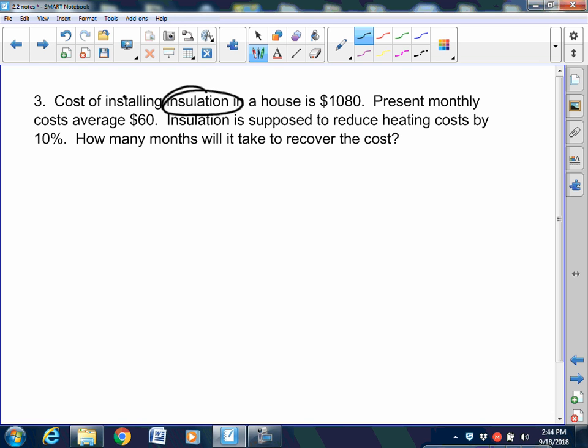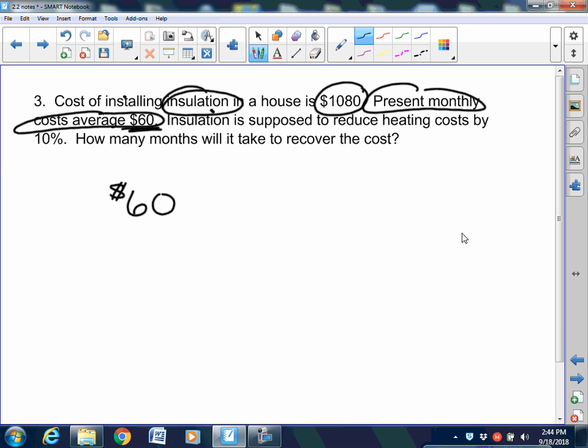So, the cost of installing some more insulation in your house is going to cost you $1,080 to have somebody come in and spray some extra insulation. The present monthly cost to heat your house is $60. That's really good, by the way. This isn't Minnesota. The insulation is supposed to reduce your heating costs by 10%, you guys. That's pretty good. How many months will it take you to recover the cost of that $1,080? How many months will it take you to break even? Do you get that? So, let's just talk about this part. The present monthly cost average is $60.